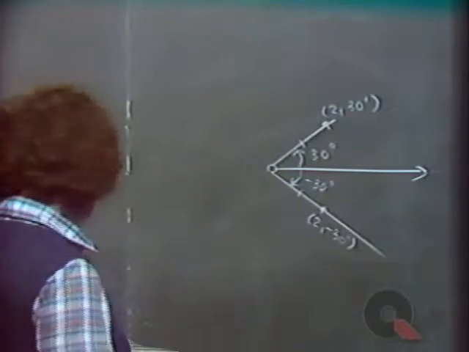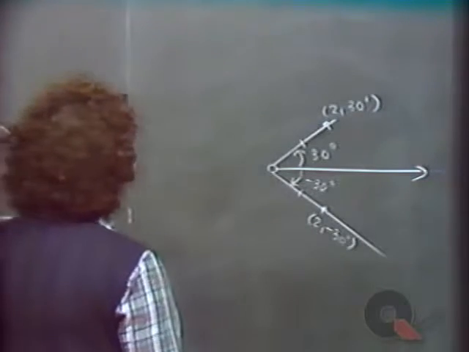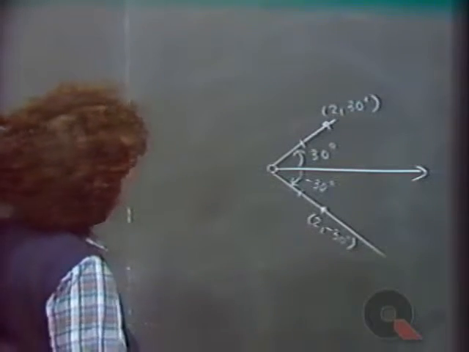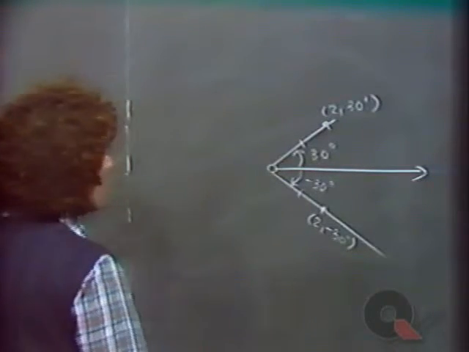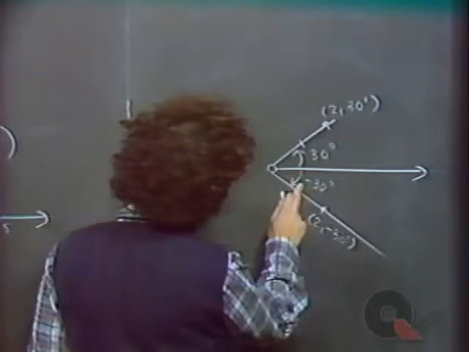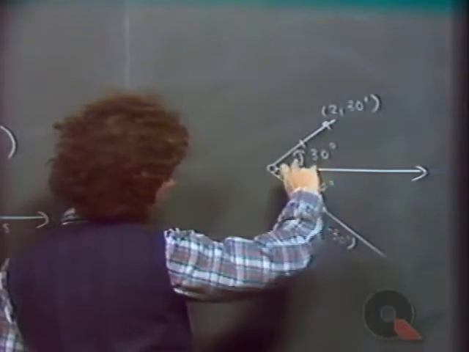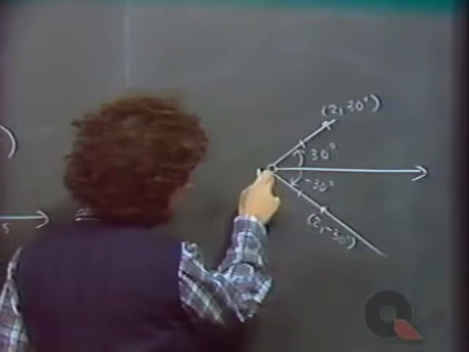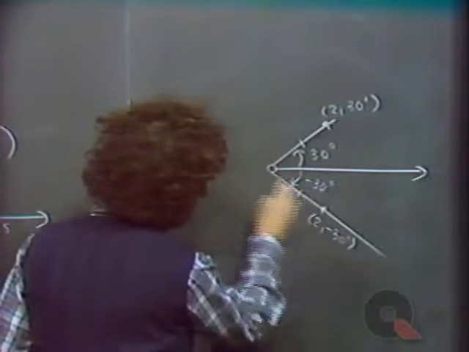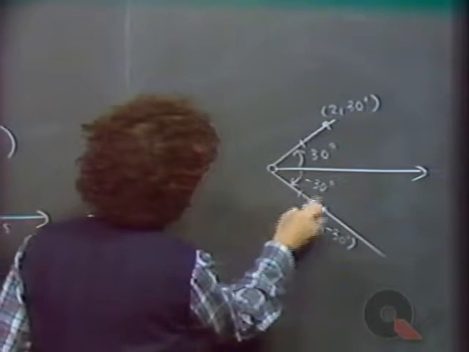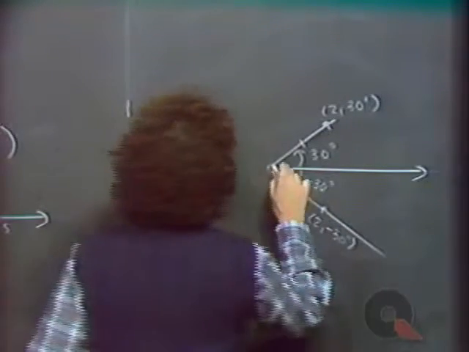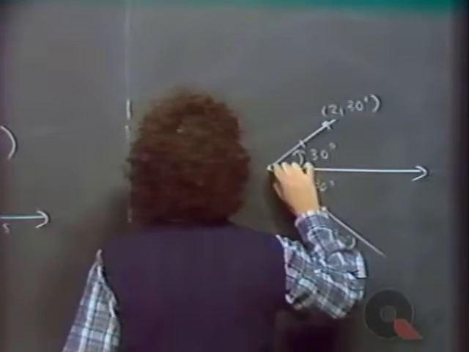Okay, what about the point (-2, -30 degrees)? Well, with minus 30 degrees, he would turn himself in a clockwise fashion 30 degrees. He'd be facing now, his nose facing along this way, except instead of walking forward 2 units, he would walk backwards 2 units on the extension of this ray.